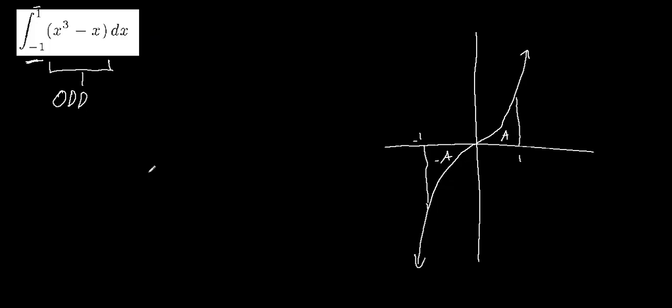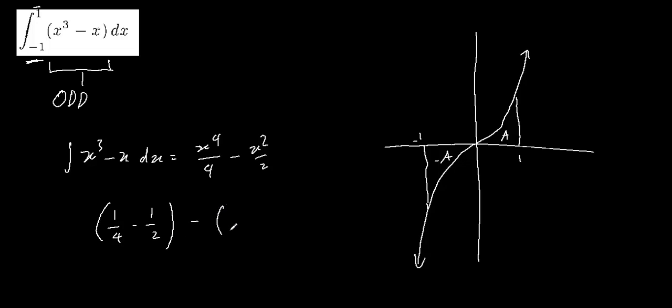And I can prove this to you simply. The integral of x cubed minus x dx just gets me x to the 4th over 4 minus x squared over 2. And then I sub in 1 and minus 1. So when I sub 1, that gets me 1/4 minus 1/2, all subtracted from, now let's sub minus 1. Minus 1 to the 4th power gets me 1/4 again, minus 1/2 again. And you see how they're both the same thing. So again, we just get 0.